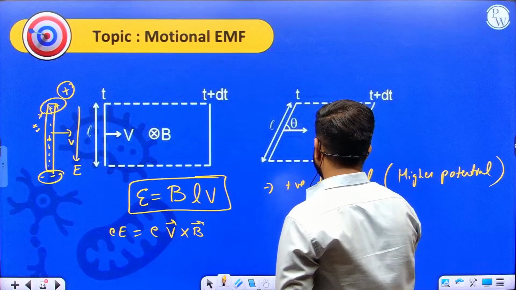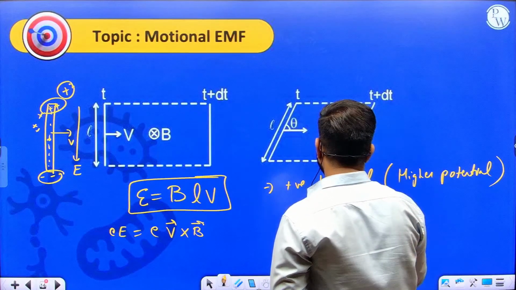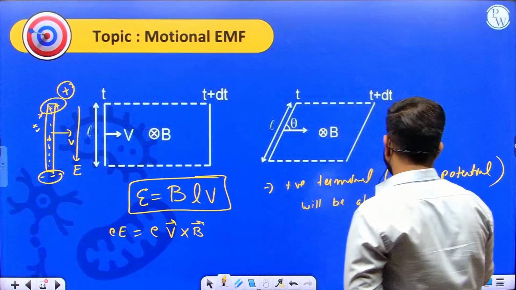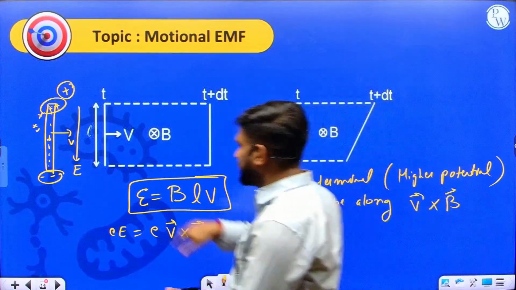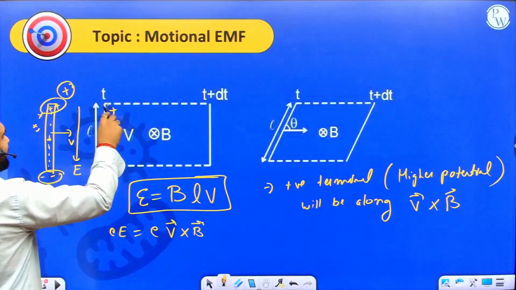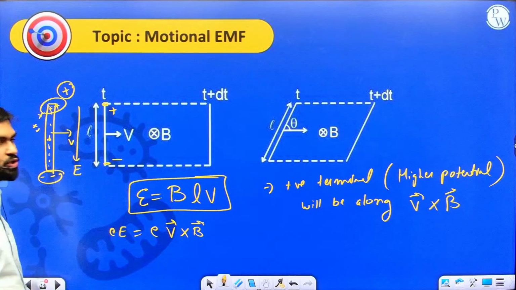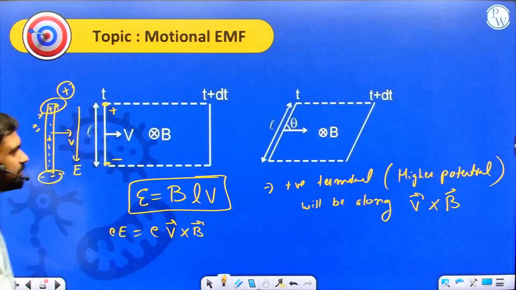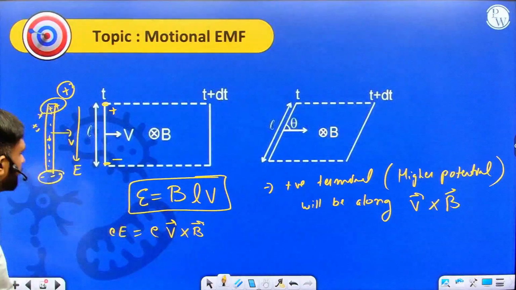The higher potential side will be along v cross B. Velocity is in this direction, magnetic field is into the plane, so this terminal of the wire will be at the higher potential, and the magnitude of EMF will be BLV.